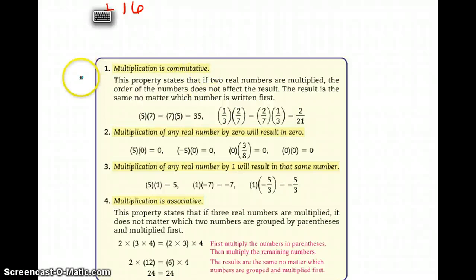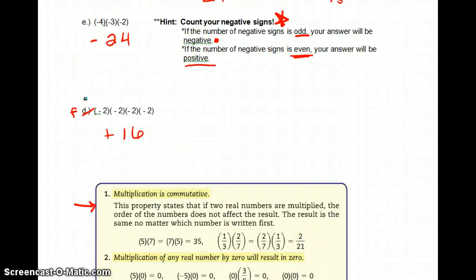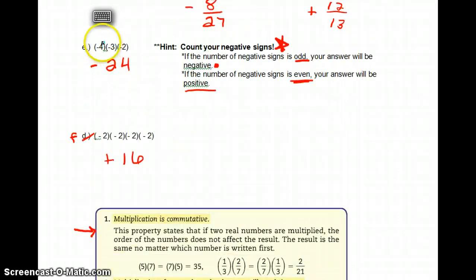Some properties that we should review is that multiplication is commutative. So just like addition, we can multiply in whatever order we want to, and we will get the same answer. An example of that is that we could have said 4 times 2 is 8, 8 times 3 is 24.